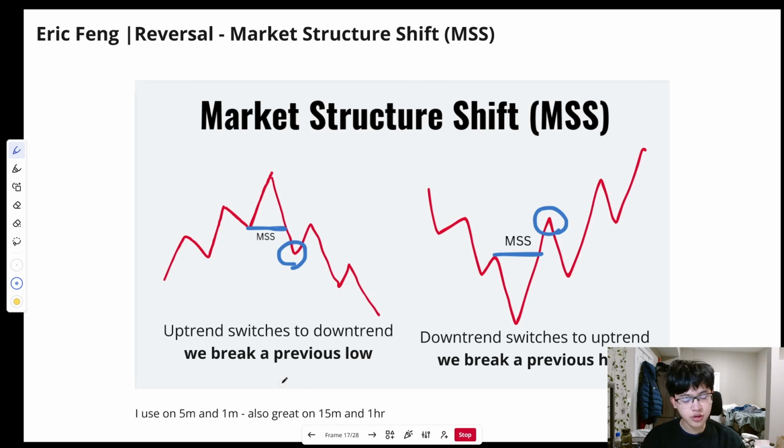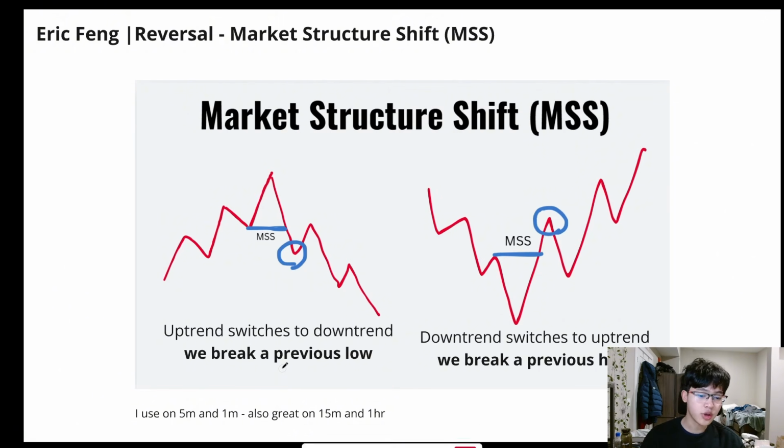Typically when you're using the market structure shift, you'd want to look at the 1 minute and 5 minute. That's what I personally use it on, but it can also be great on the 15 minute and the 1 hour. There are a lot of different things people call this. It could be called the break of structure, change of character, change in state of delivery. Each one has its own interpretation, but I think sticking with the market structure shift is the best way to go.